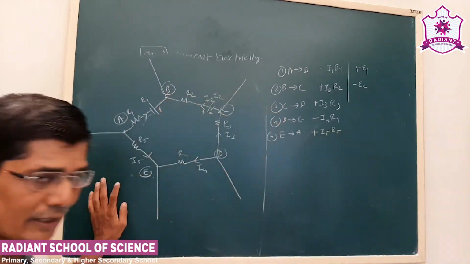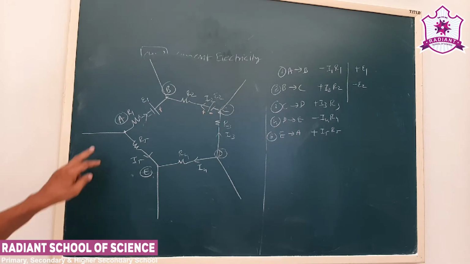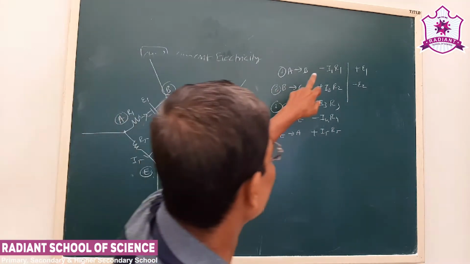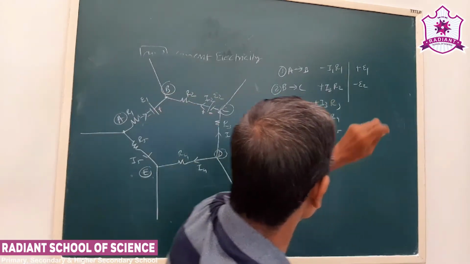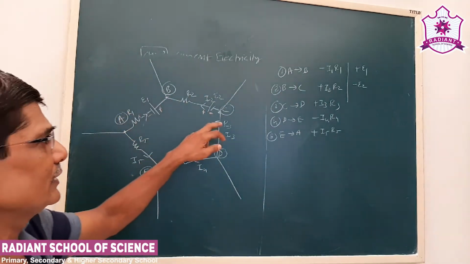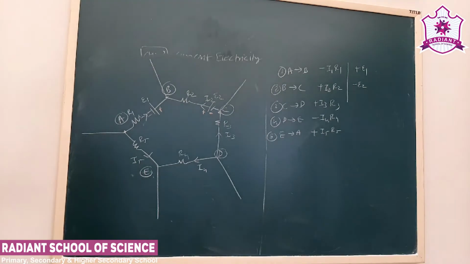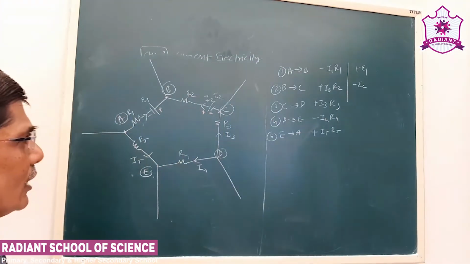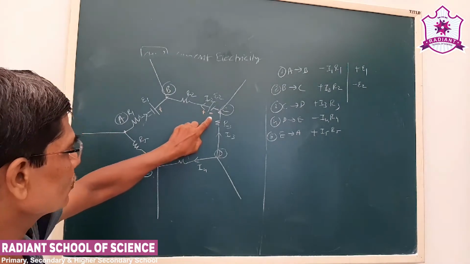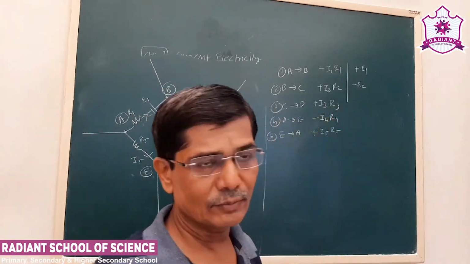potential equal to IR. Let us say again, A to B in the direction of the current, minus I1 R1, minus to plus of the battery, plus E1. See, we move from B to C. During that we move in the opposite direction of the current, so in that case we will have plus IR, that is I2 R2, and we move from plus to minus of the battery, a decrease in the potential.